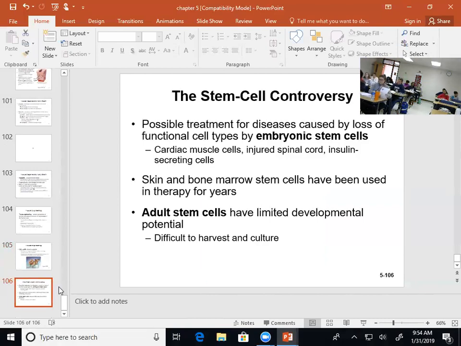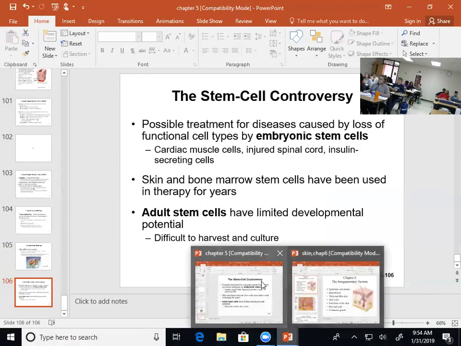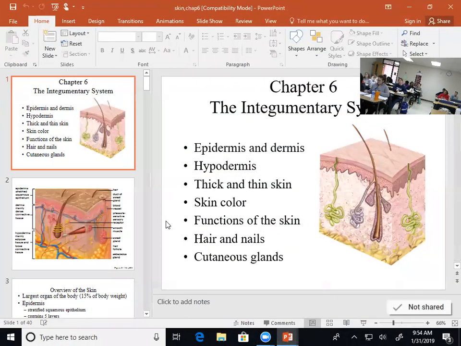You feel okay? Since we're going to move to chapter 6 and skin, you can all say hallelujah, because we're starting organs, right? We're starting organs, yay. Let's take a 10-minute break and we'll come back and start the skin. Okay?